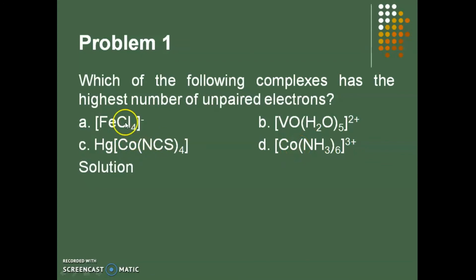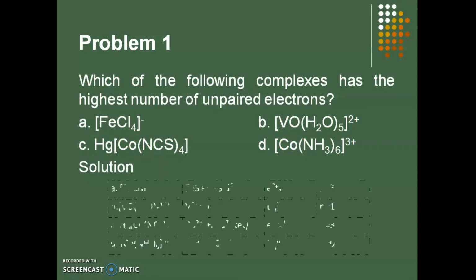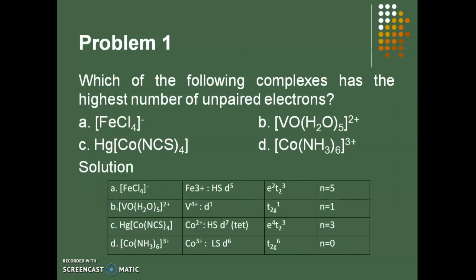And we know that the tetrahedral complexes are high spin. This is a high spin complex, whereas this is a low spin complex. So now we have to write down the electronic configuration of all these things. Here iron is in 3 plus oxidation state, that means it is high spin d5. In tetrahedral it is e2 t2 3. So the number of unpaired electrons is 5.